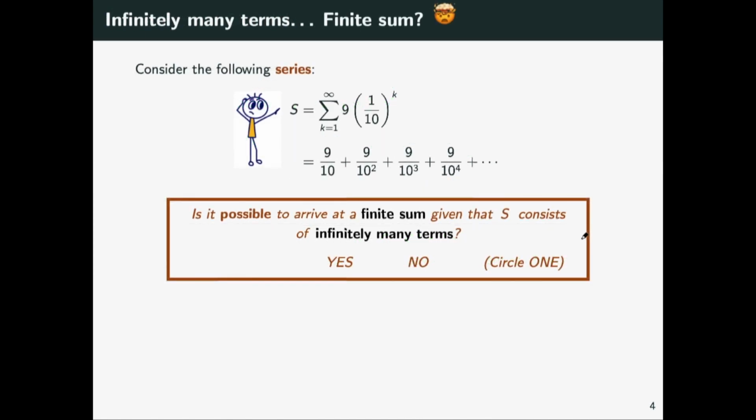This slide is trying to get you acquainted with the idea of convergence or divergence and when those things occur. And so here I want you to just take a moment. I've given you a sum. This is a series. There are infinitely many terms here. And I just want us to ask the question, is it possible to arrive at a finite sum given that S consists of infinitely many terms? So I'm going to give you a moment to pause and reflect, maybe even play a little bit. And we're going to come back and talk about this.